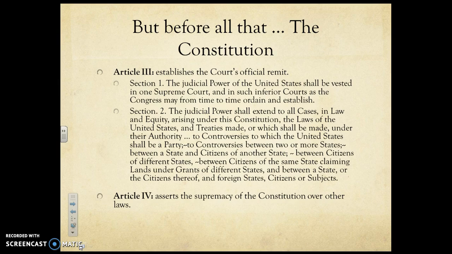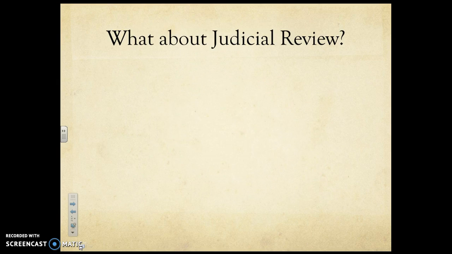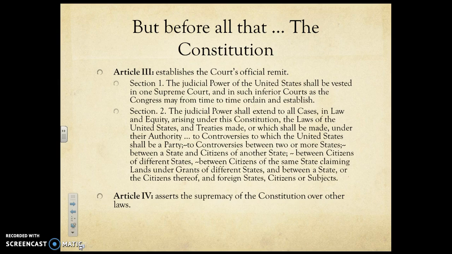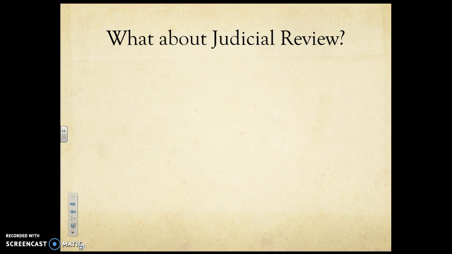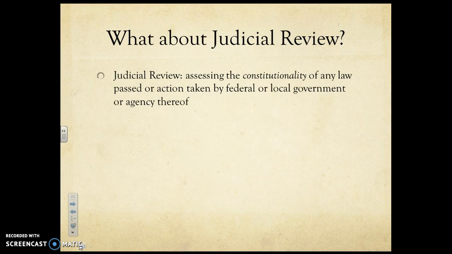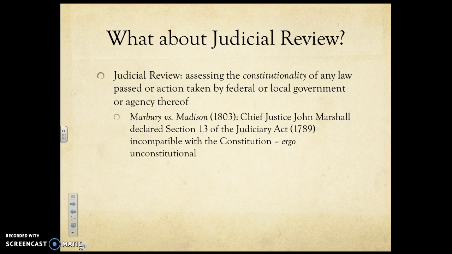There you go. Pause, read that. It's not really that interesting. What is interesting is this. Where is the judicial review? Go back. Where's judicial review? It's not there. So what does that tell us? It tells us immediately that there is nothing in the Constitution about judicial review, and that makes it kind of problematic. Judicial review was assumed by the court in the case of Marbury versus Madison in 1803.